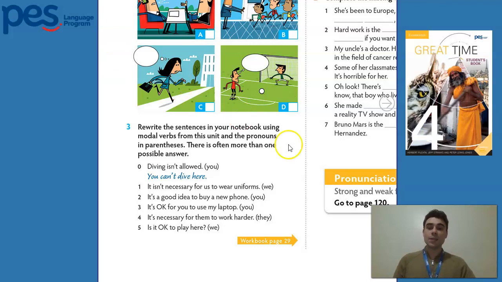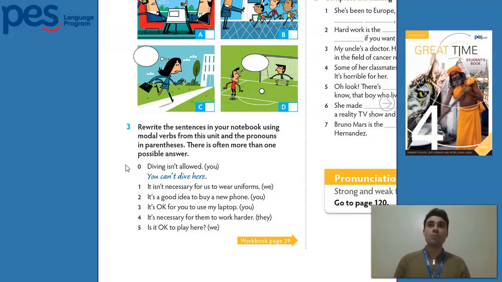So let's take a look at the example. So here we have sentence 0. The sentence is diving isn't allowed, and we need to use the pronoun you. So let's take a look. Diving is the verb, and the idea is that diving is not allowed. Now what is the rationale we have to use?